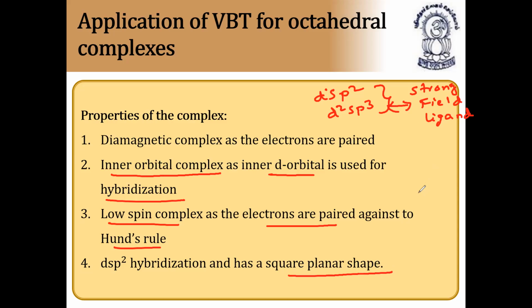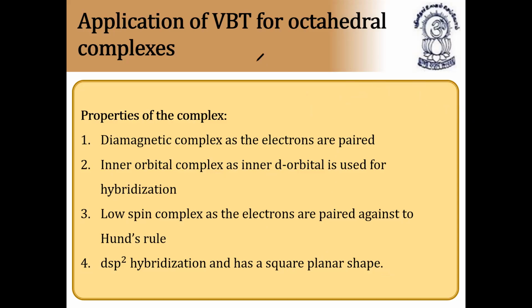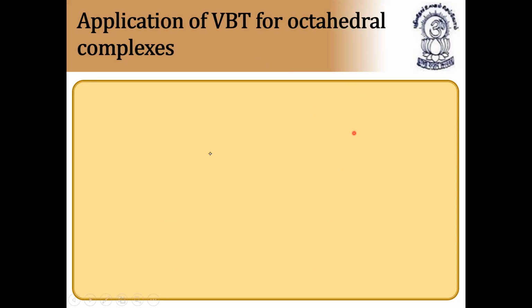So if you know the hybridization, you can find the shape, or by the shape you can find the hybridization. Hybridization is the key factor, or otherwise if it is a strong field ligand, easily you can go for dsp2. Inner d orbital electrons are involved, so it is called an inner orbital complex. All these cases are very, very important, so please listen carefully and you can easily understand. So dsp2 hybridization has a square planar shape.